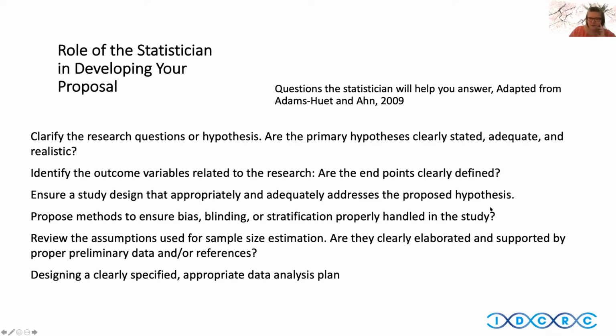And then these other ones are probably pretty obvious to most people, and that's proposing statistical methods and really other methods to ensure bias, blinding, and stratification is handled properly in the study, to review assumptions used for the sample size estimation, and defining a clearly specified, appropriate data analysis plan. And maybe one thing that's missing here is really ensuring that you're studying the correct population.